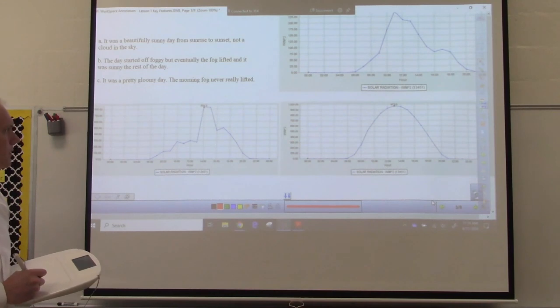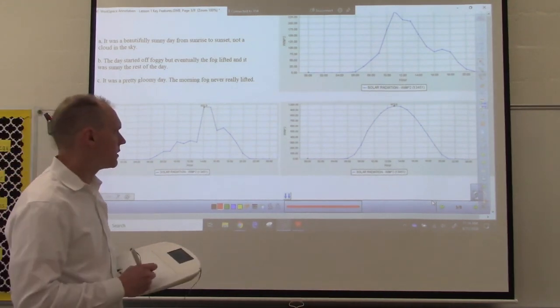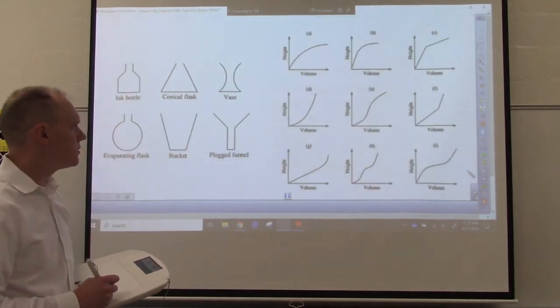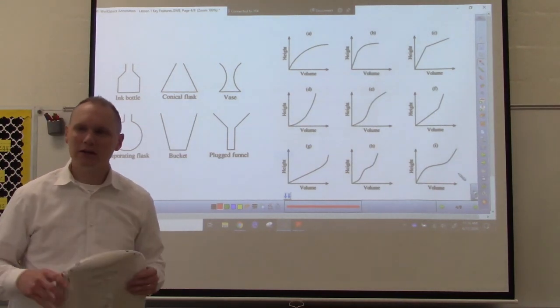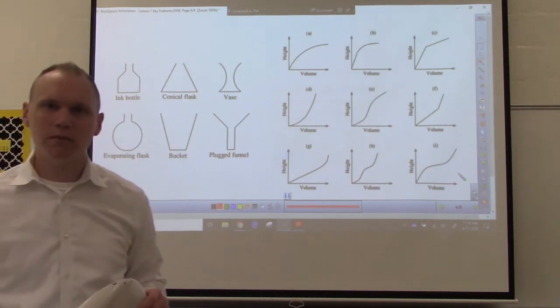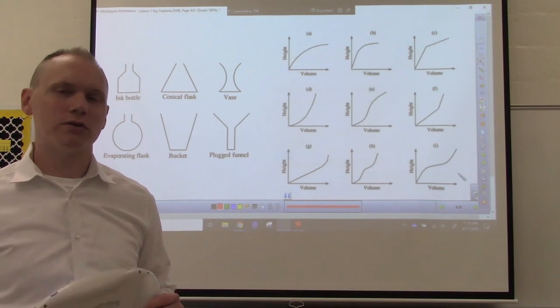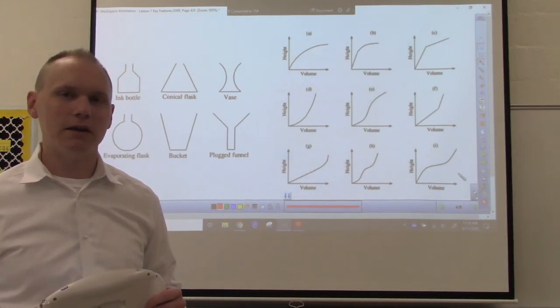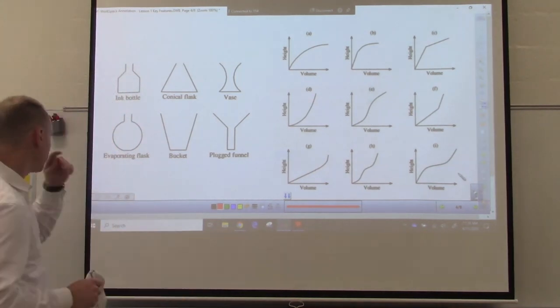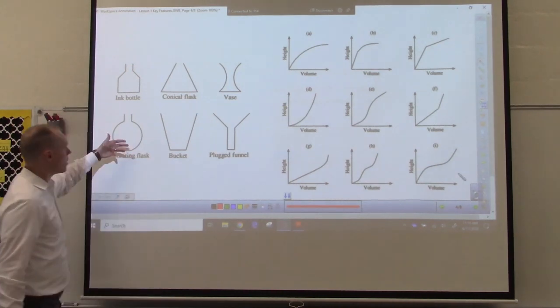All right, so that was a great activity to kind of look at some characteristics. Now let's focus on how we can take maybe a real context situation and think about what the graph would look like. In this situation, we have a number of different things that we're pouring water into.